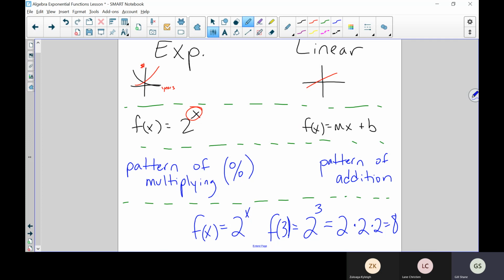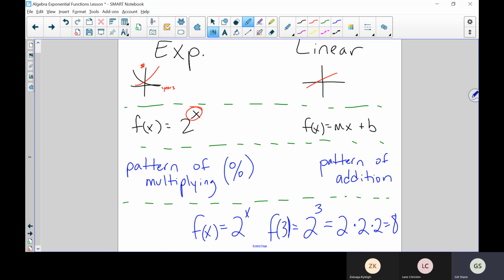Again, if you have this function, f of x equals 2 raised to the x, what's your a value there? F of x equals 2 raised to the x. What's your a value? 2. No. 1. Yes, it's 1. Because we just said this is the b value, because it's with the x, and we said if you don't have an a value, then the a is 1.